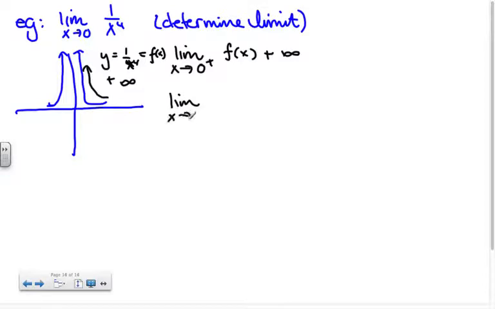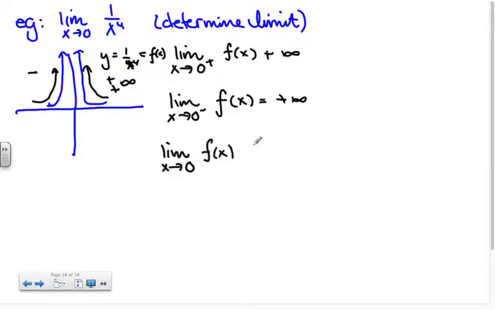Limit as x approaches 0 from the left. Same concept, same thing. This is minus, this is plus. And it's also going to negative infinity. Positive infinity, sorry. It's positive infinity. And since they're both increasing towards positive infinity, I therefore, as a logical extension, must state that the limit as x approaches 0 of f of x, or 1 over x to the fourth, is equal to positive infinity.